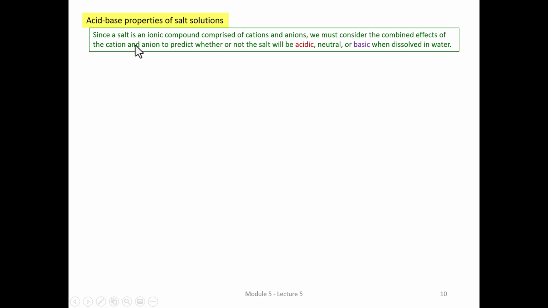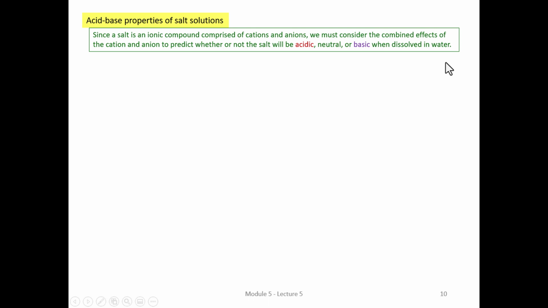Now, since a salt, remember, is an ionic compound comprised of both cations and anions, we must first consider the combined effects of both the cation and anion to predict whether or not a salt in general will be acidic, neutral, or basic when dissolved in water.